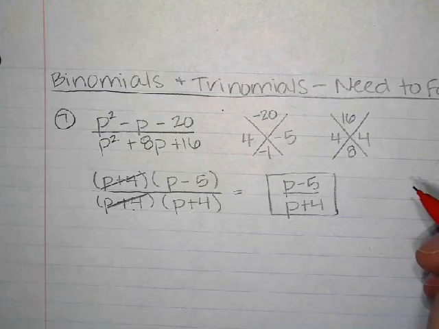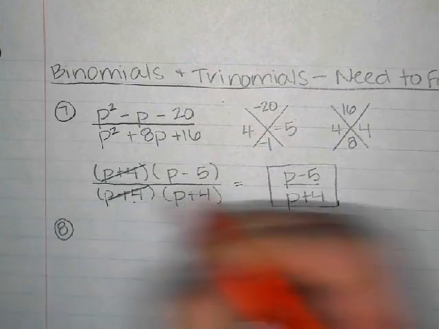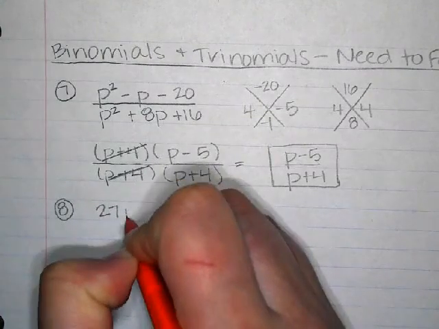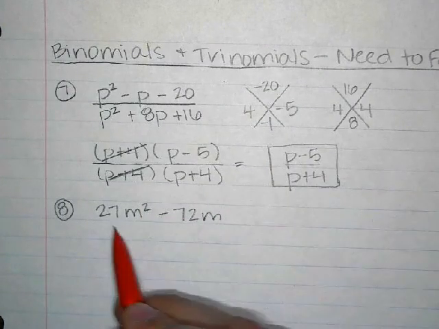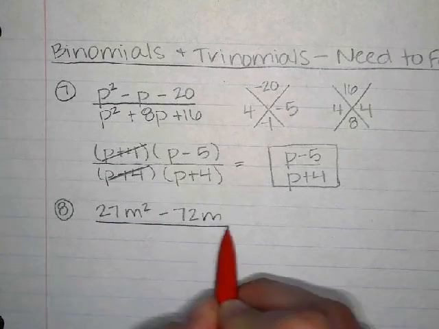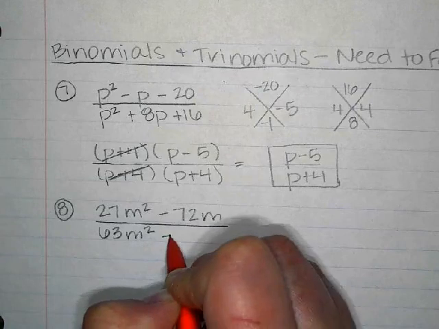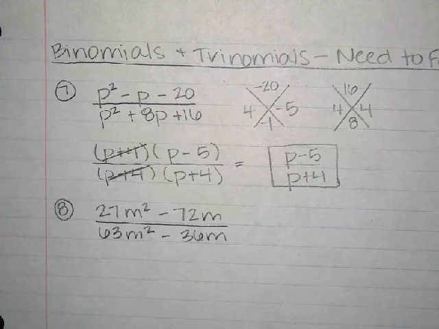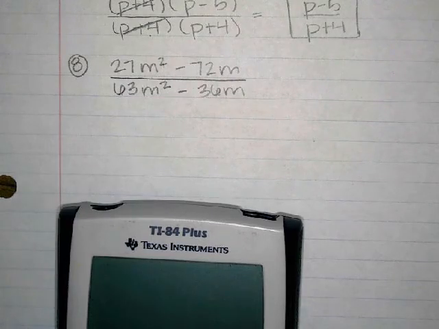Okay, we're going to try a binomial problem, and this is going to be good for if we forgot how to use our calculator to find the GCF. So 27m to the second minus 72m over 63m to the second minus 36m. Anyone remember how the calculator can help you find a GCF between two numbers?